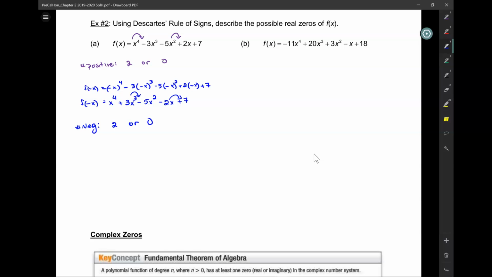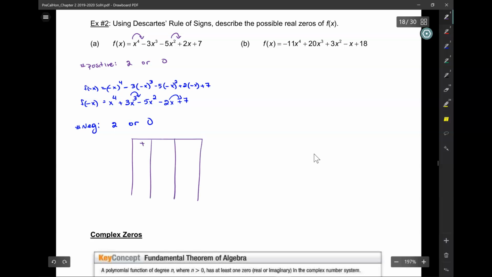Now what we have to do is we have to make a chart. For the negative, you also do the same thing. So now we need to make a chart, and the chart will look like this. We need to make a chart with 3 columns: positive, negative, imaginary. We've done this in algebra 2.